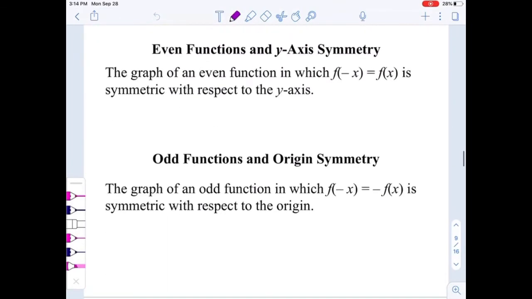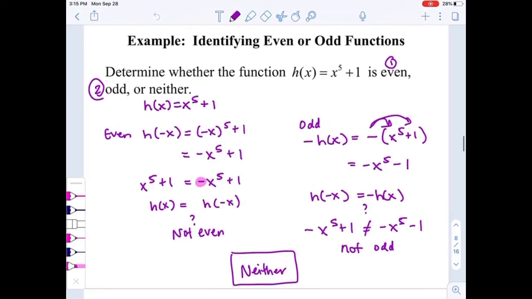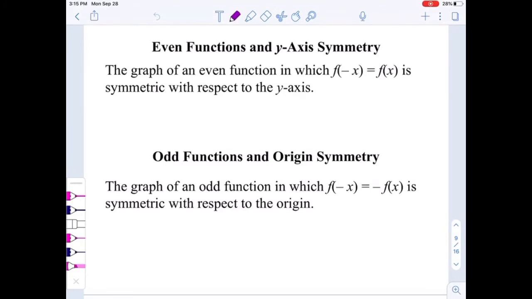All right, so even functions and y-axis symmetry. It says the graph of an even function in which f of negative x is equal to f of x is symmetric with respect to the y-axis. So going back up here, in the example that we just did, we had to determine whether it was even, odd, or neither, and in that case it ended up being neither. But what would an even function look like? Well, it tells us that an even function is going to have y-axis symmetry.